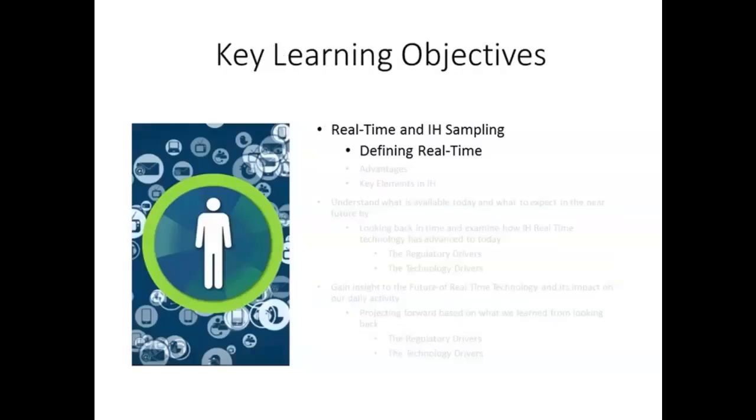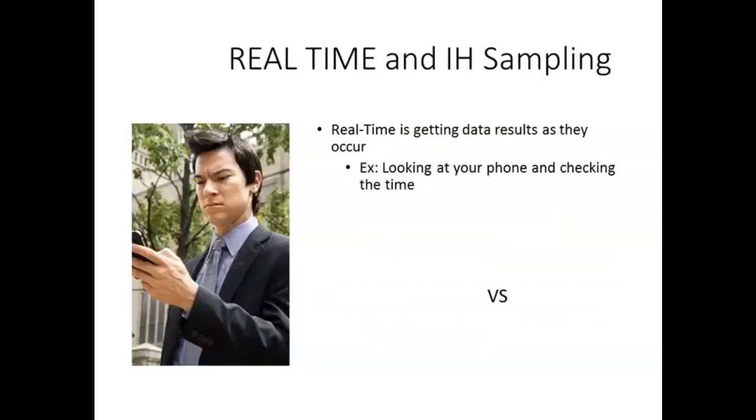So real-time IH sampling, and we need to define what real-time is. Real-time is getting results, as they say, as they occur. Traditionally in the industrial hygiene field, again, this is a generalization, but we go out and we pull some air in various forms or ways, badges, things of that sort. You send them through some sort of courier, and if you're lucky, at least with our company, you get your results within 5 business days. It's just the way it's been done forever.